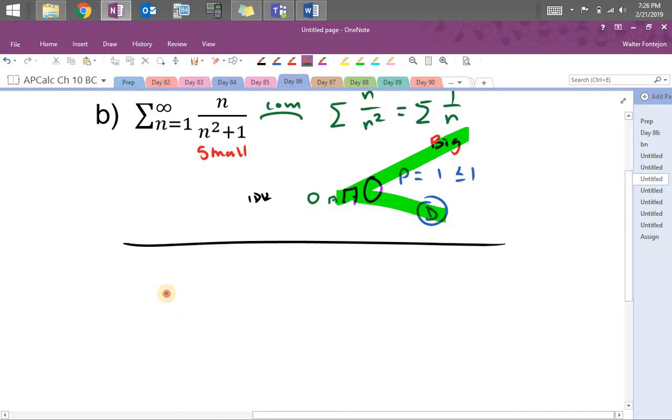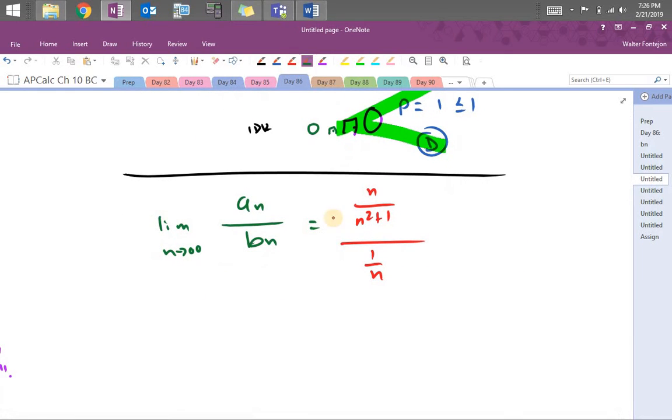comparison test. Limit. As n approaches infinity, you take one of the formulas and you divide it by the other one. Okay, so the original one was n divided by n squared plus 1, and you divide it by, what did I compare it to? 1 divided by n? Oh, and I forgot the limit. Don't get lazy, I got lazy there.